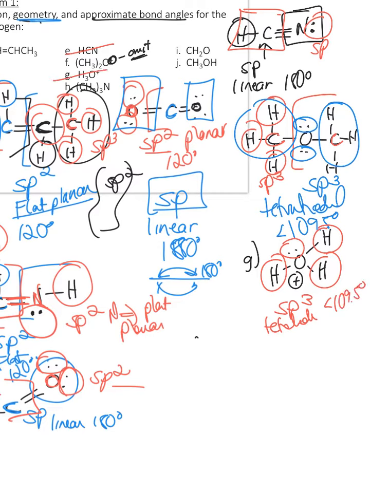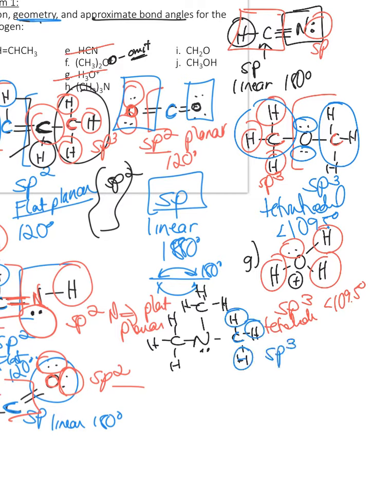H is trimethylamine. So you have CH3 connected to the central nitrogen. And nitrogen has 3 bonds with 1 lone pair. Each carbon here has 1, 2, 3, 4 things, so each carbon is an sp3, tetrahedral, 109.5 degrees. And the nitrogen here has 1, 2, 3, and then the lone pair, 4 things. So it is also an sp3, tetrahedral, less than 109.5 degrees.